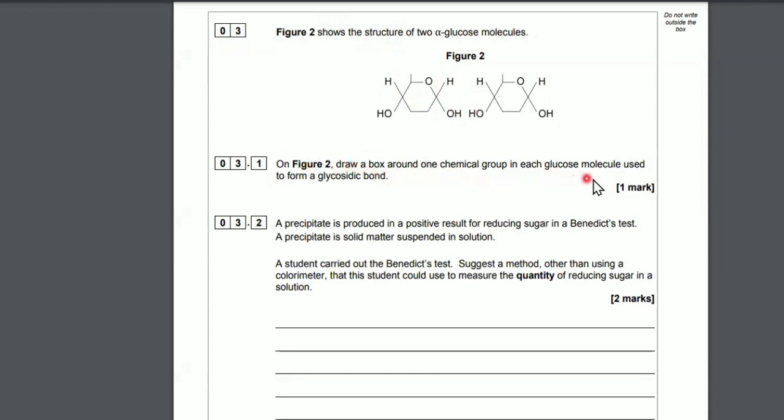Figure 2 shows the structure of two alpha glucose molecules. On Figure 2, draw a box around one chemical group in each glucose molecule used to form the glycosidic bond. So, where does the glycosidic bond form between these two glucose molecules?